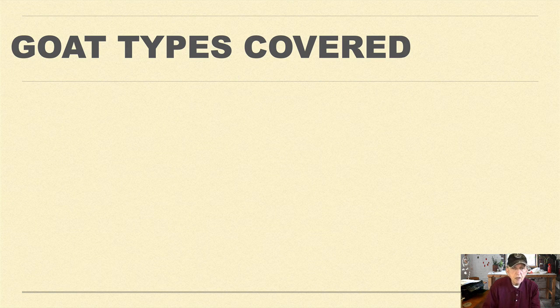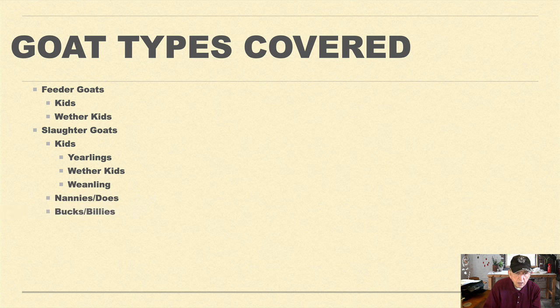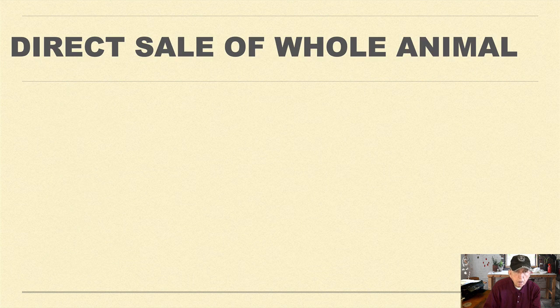The goat types covered: feeder goats, kids, wether kids; slaughter goats, kids, yearlings, wether kids, weanlings, nannies and does, bucks and billies, wethers; replacement goats, nannies, does, bucks and billies.